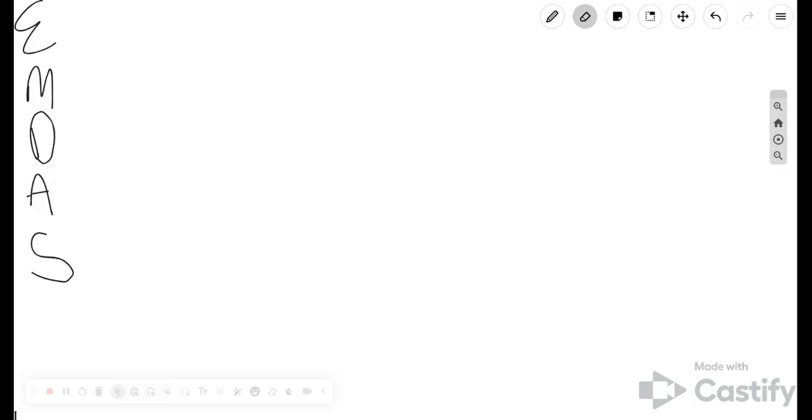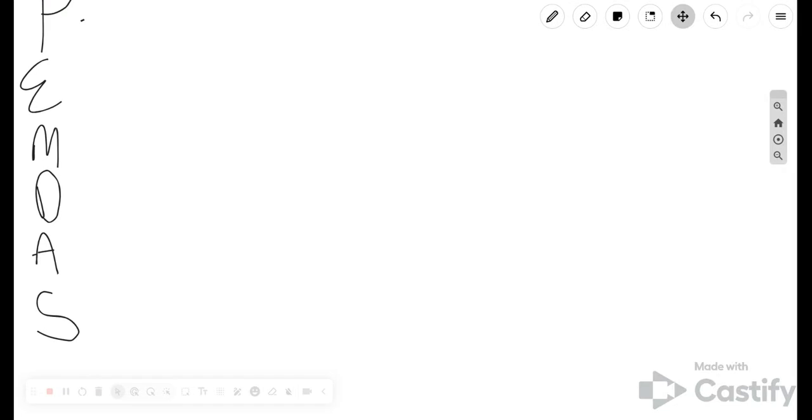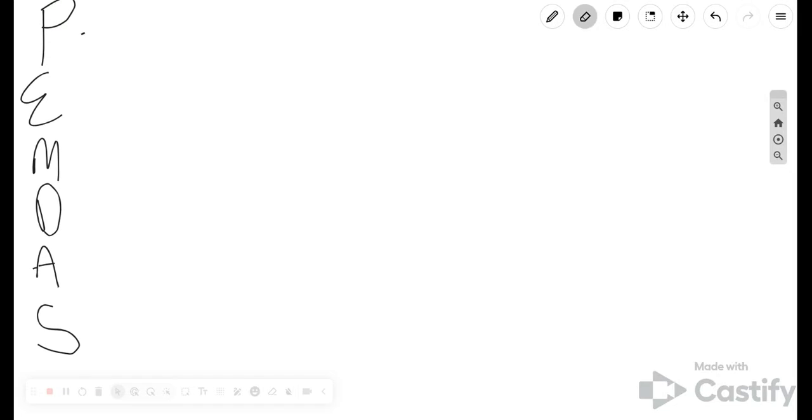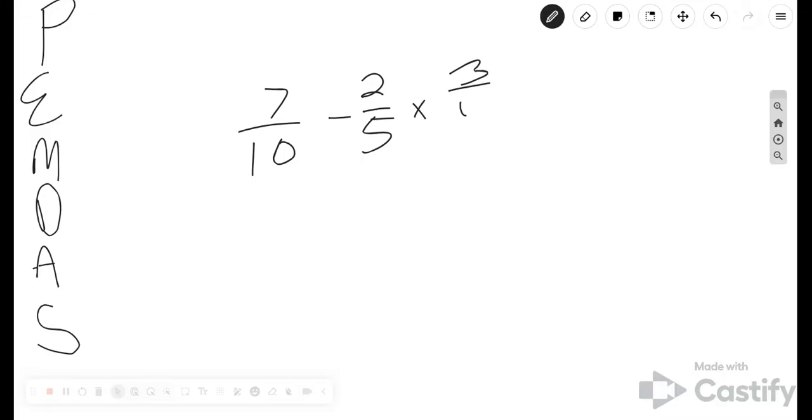We're going to go back up so we can see our PEMDAS. We always want to make sure we remember PEMDAS. Now we have a simple one. 7 over 10 minus 2 over 5 times 3 over 4. There are no parentheses in this one, so we don't need to do parentheses first. There are no exponents in this one, so we don't need to do exponents first. Now we go to multiplication. Multiplication will now be first, since it is the next thing in PEMDAS.